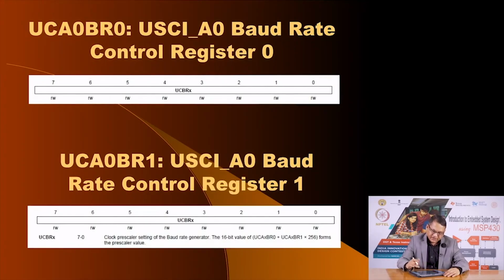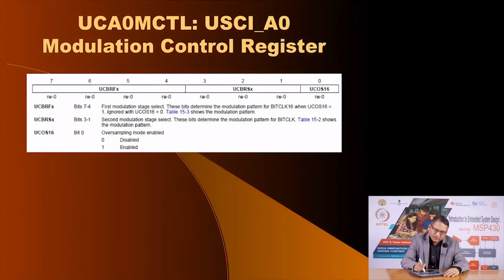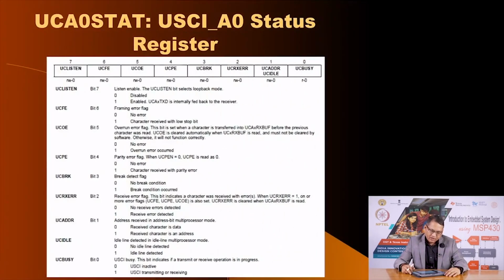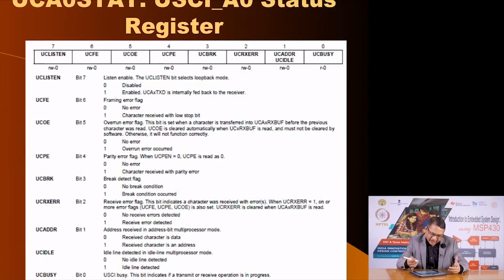Then these are the baud rate registers, registers 0 and 1. We will see a code example to understand these registers better. You have the modulation control register. The baud bit rate is generated by dividing the system clock, or whatever clock source you have chosen. If there is an error, then the modulation control register will allow you to minimize the effect of that error. This is the status register, which tells you whether there is a parity error, or any other error on the receiving function, and so on.